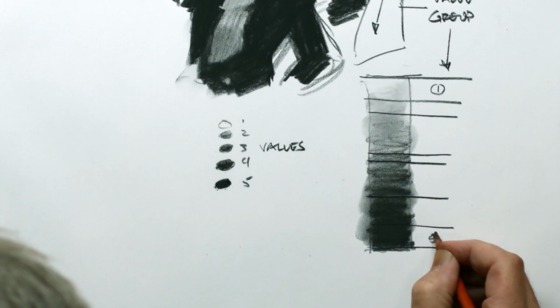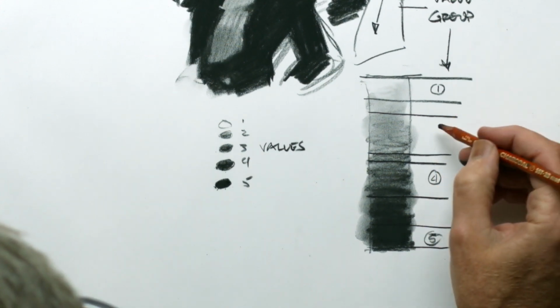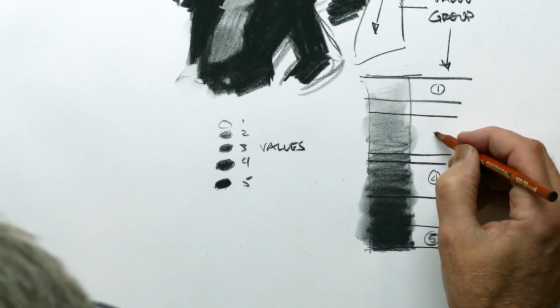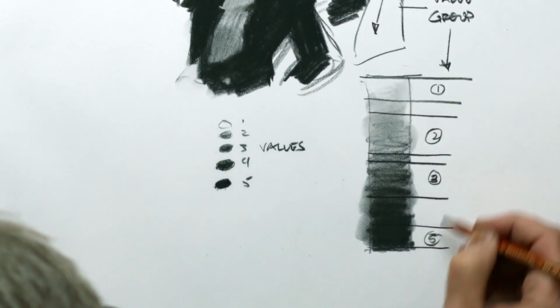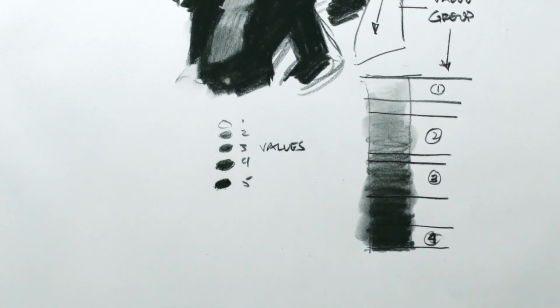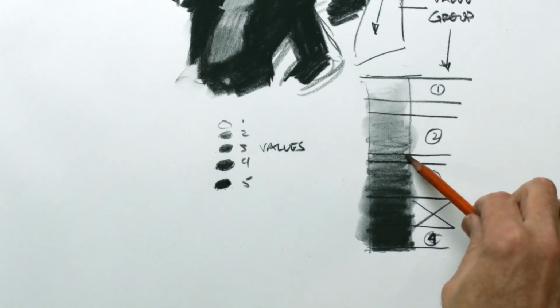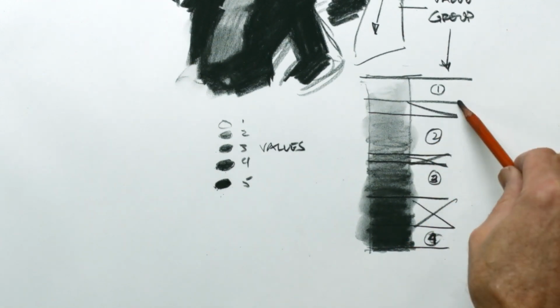So this might be 5, 4, oops, I did 4, 2, 3, and 4. So I got 4 value groups here. Now, the key is eliminate these values. Eliminate those values.